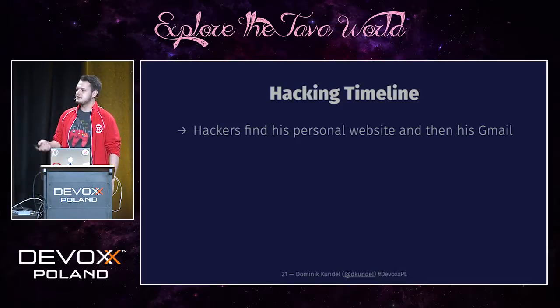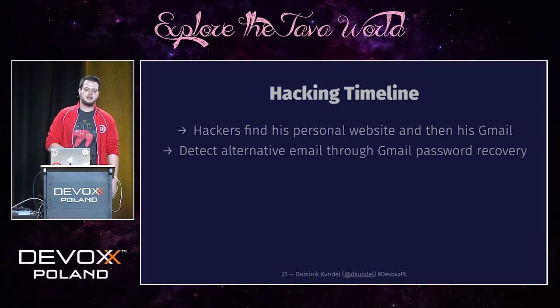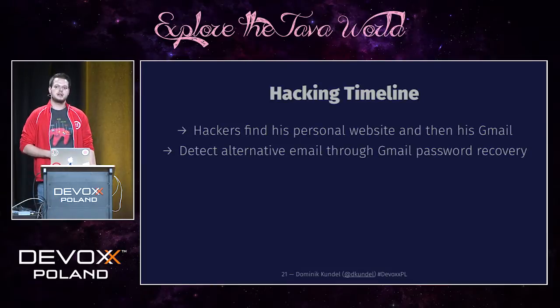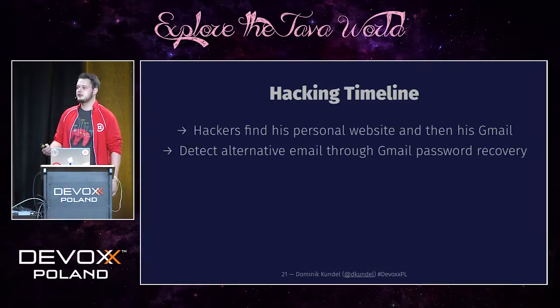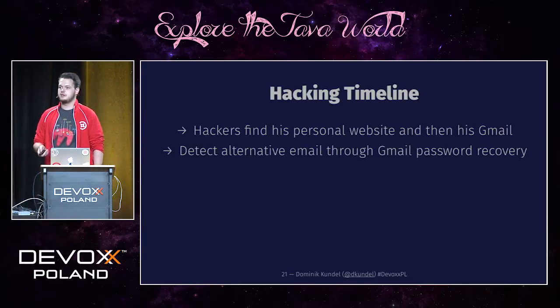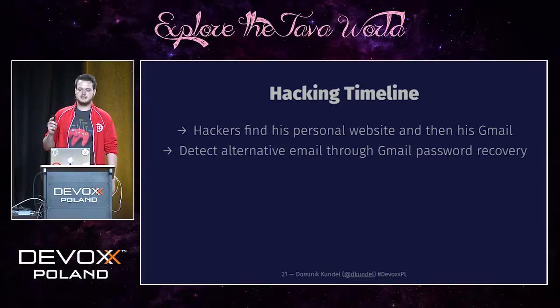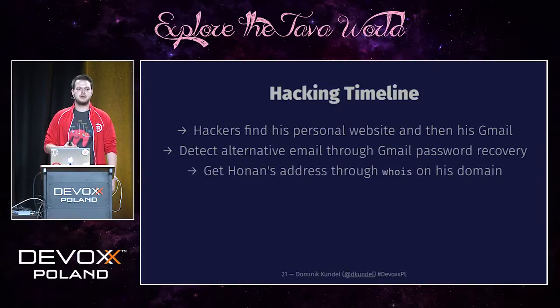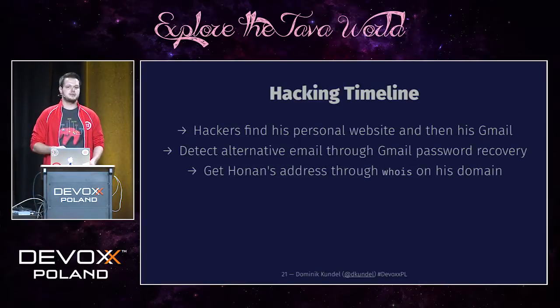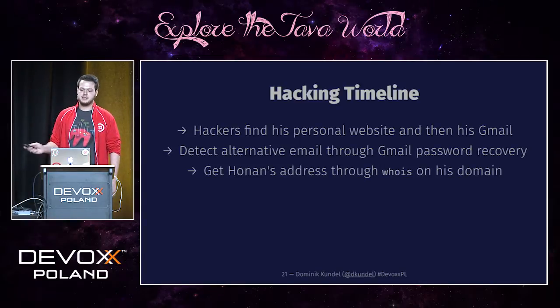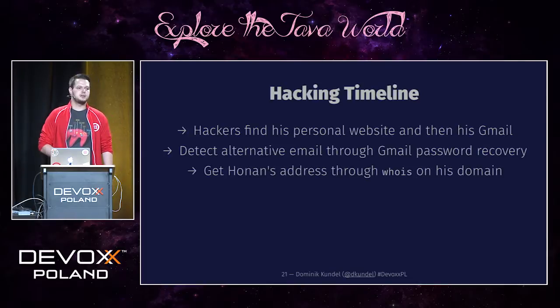And based on that, they took this information and went to the Gmail recovery tool. They entered his email address and they found out that he had an alternative backup email address on file. And that was a me.com email address from Apple. They did one more thing with his website, and that's they used Whois to look up the address that was associated with the domain. And this is a spoiler. This was the most technical part of the whole hack.